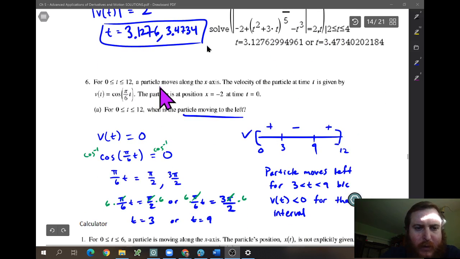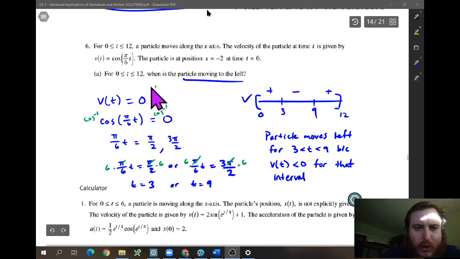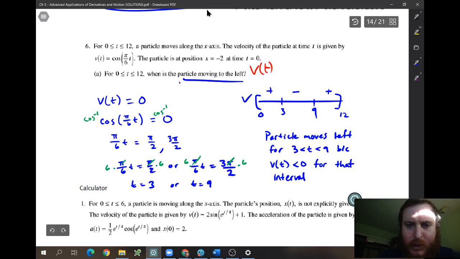Okay, next up, we have another particle question. Again, we're given velocity. This is a non-calculator question. And we're asked to find when the particle is moving to the left. So moving to the left, we need to connect that with v of t is less than 0. Right, we're going to make that connection. That's v of t is less than 0 when we're moving to the left.